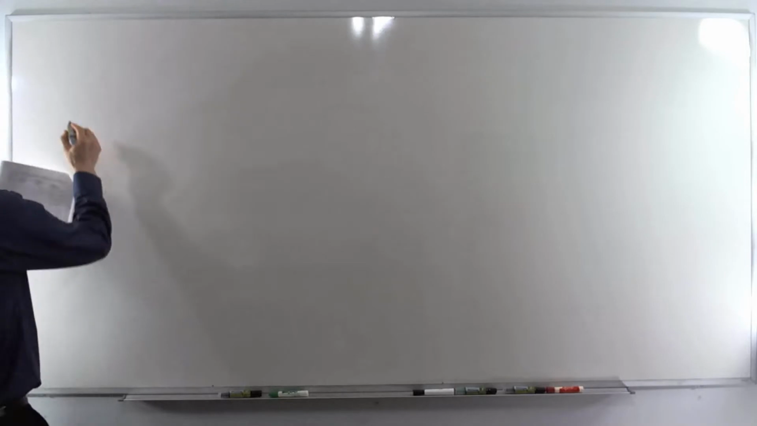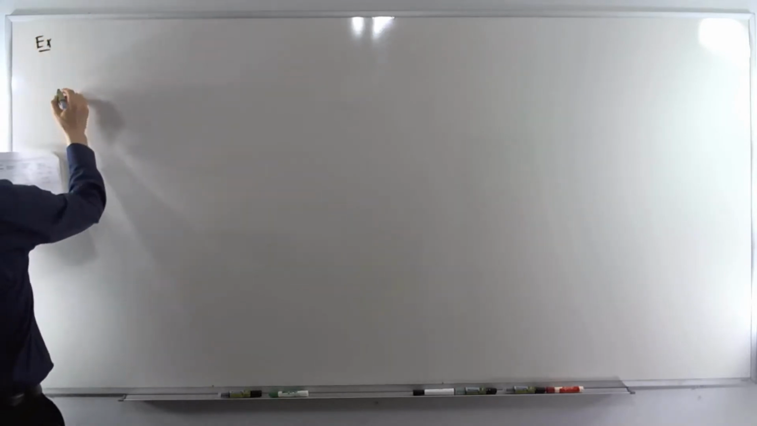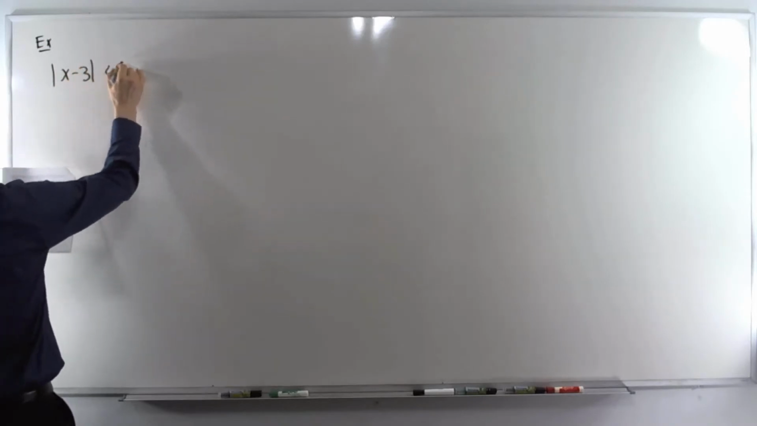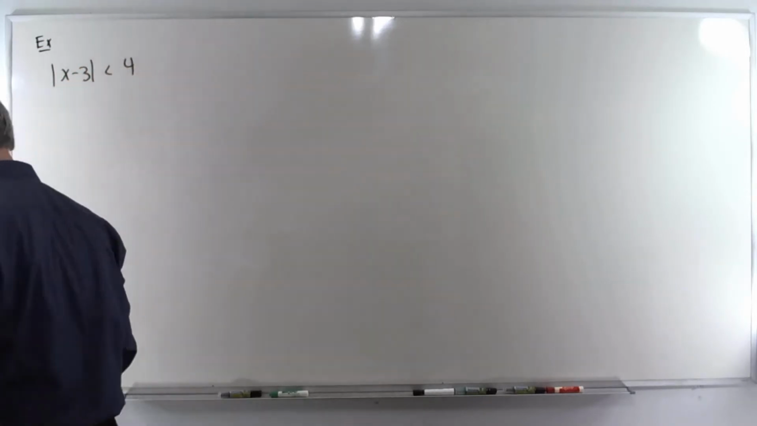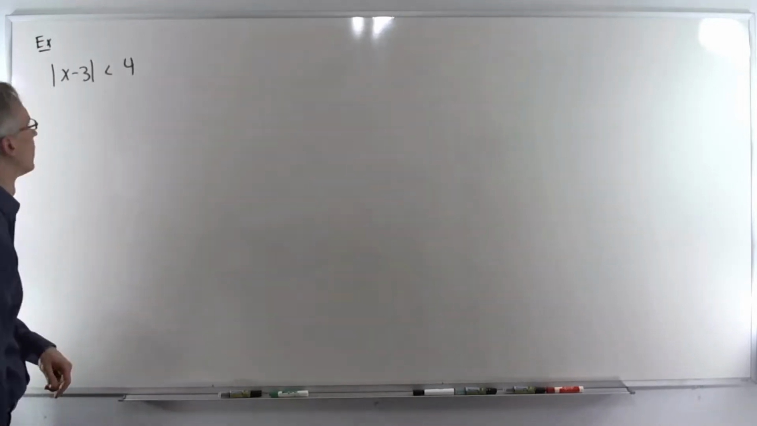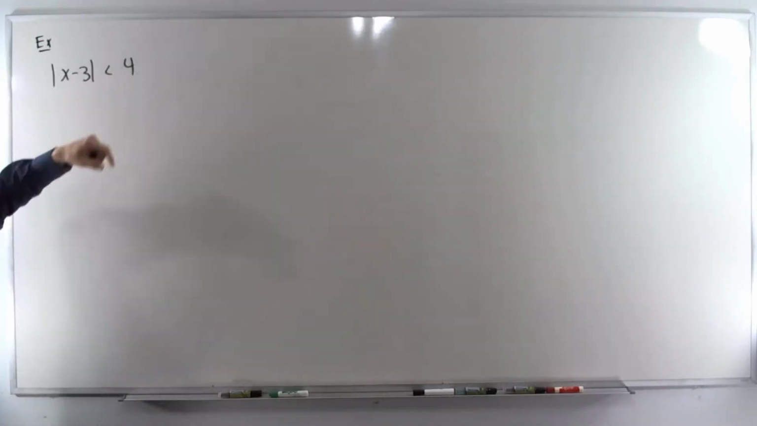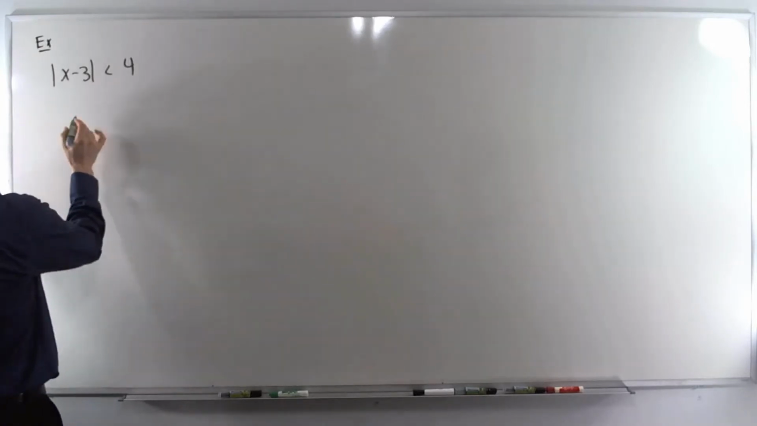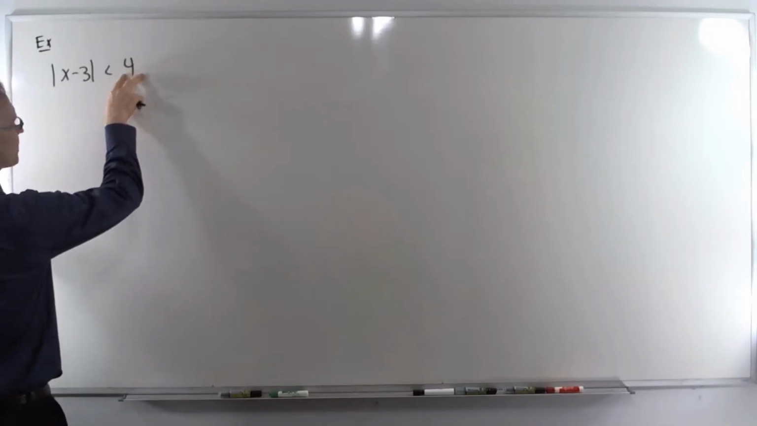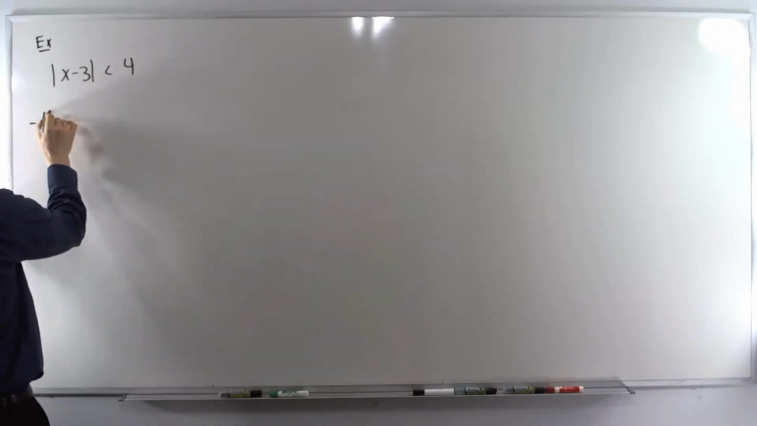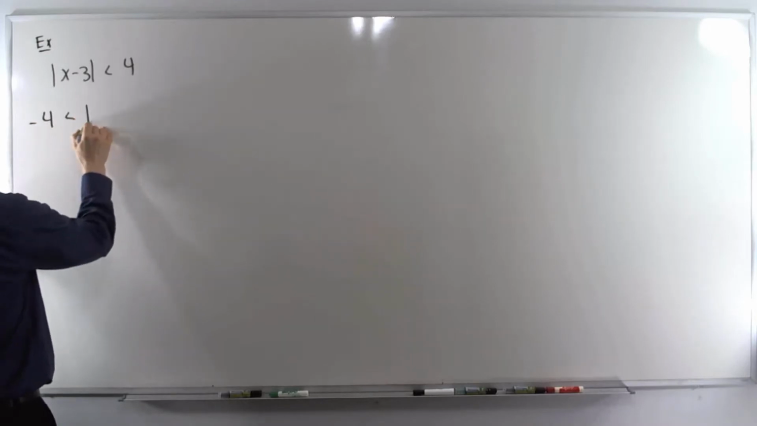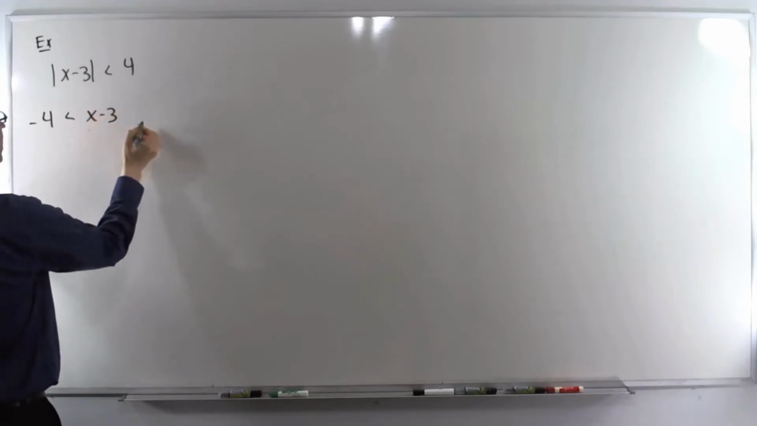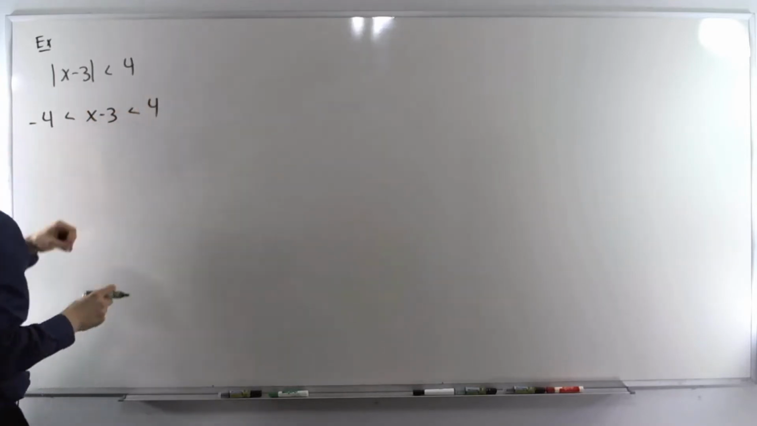So first example, we're going to solve absolute value of x minus 3 is less than 4. All right, so the absolute value is less than the number. So this is an AND inequality. So the way to write this is we're going to take the negative of this number, put it to the left. So -4 is less than, when we write it, remove the absolute value. So we have x minus 3 in the middle and less than 4.